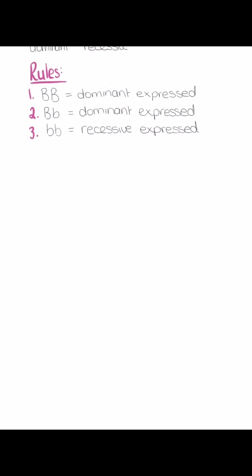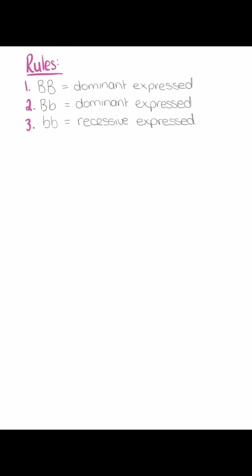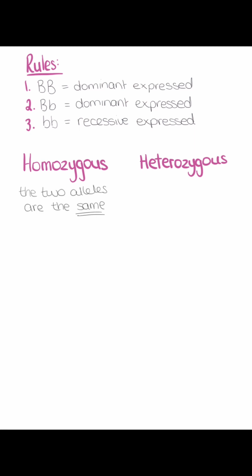The next thing that I'm going to talk about is homozygous and heterozygous. Homozygous means that the 2 alleles are identical. For example, you could have capital B, capital B, or small b, small b. What's important to know there is that the 2 alleles are identical or the same. On the other hand, we have heterozygous, and that just means that the 2 alleles are different. An example of that would be capital B, small b. So basically here we have 1 dominant and 1 recessive allele. So it's basically a hybrid or a mix of the 2 genes.